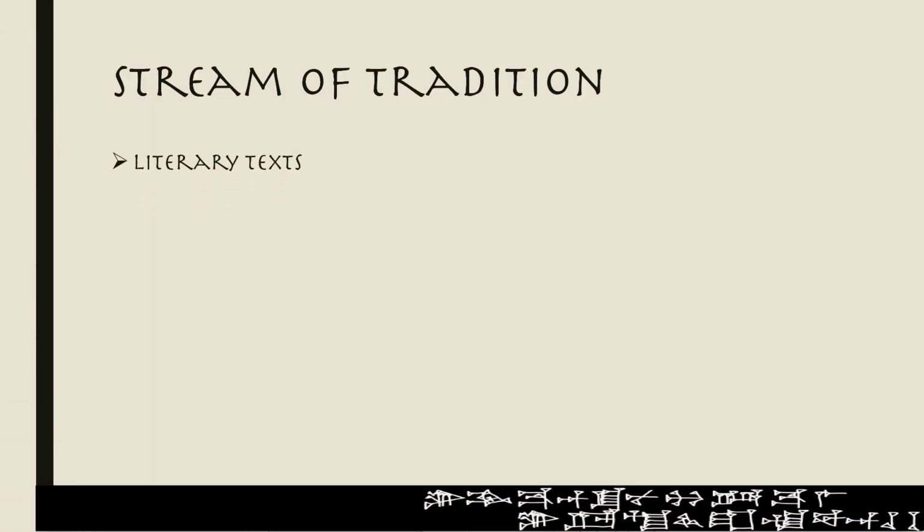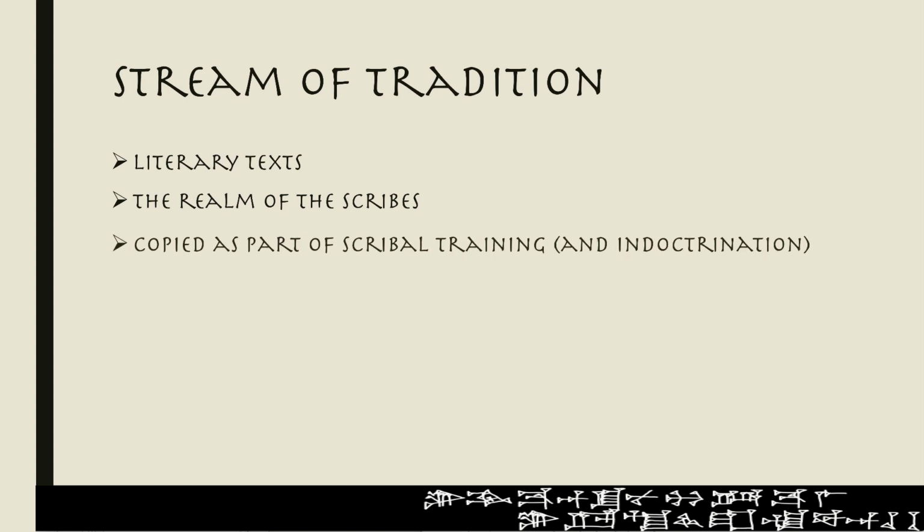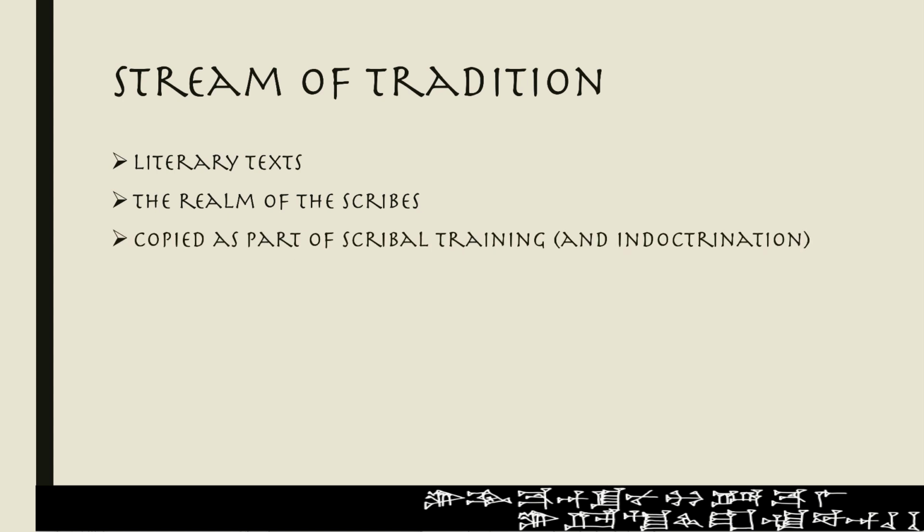The stream of tradition basically encompasses the literary texts. Now, it's a very broad term, and so we'll get into more of the specifics. It is the realm of the scribes. The scribes are the ones that transmitted this information, and interestingly enough, they were copied as part of their scribal training. We see this in particular during the Old Babylonian period, the early part of the second millennium. It was used as part of their scribal training to teach them the Sumerian and Akkadian languages, and also, we know, to indoctrinate them. We can talk about that later.